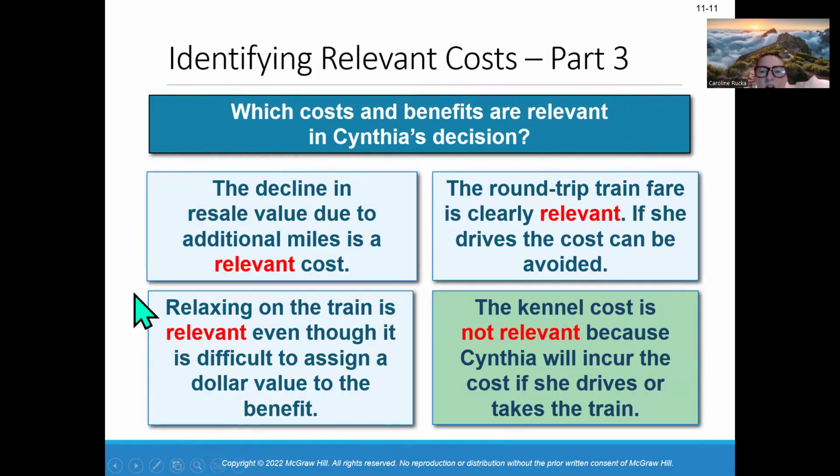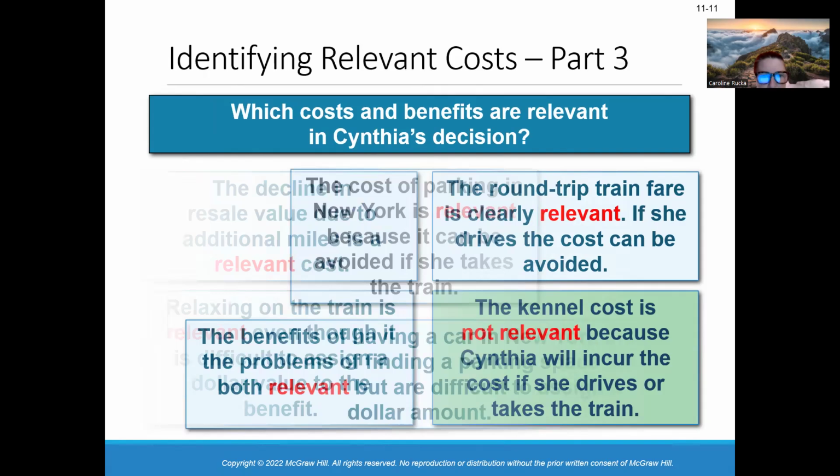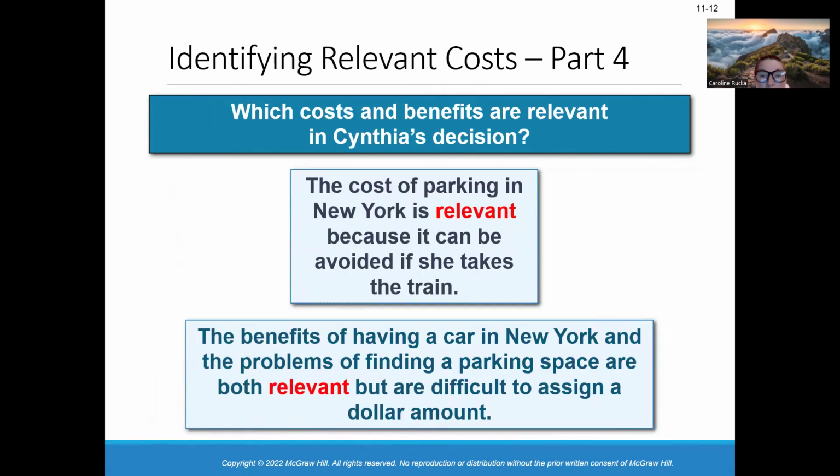So which costs are relevant? We know the decline in the resale value is relevant. We know the train fare is relevant because if she decides to drive, she can avoid that cost. The ability to relax on the train, that is relevant. But the kennel cost to kennel her dog while she's gone, not relevant because she's going to do that either way. The cost of parking in New York, definitely relevant because if she takes the train, she doesn't have to park her car.